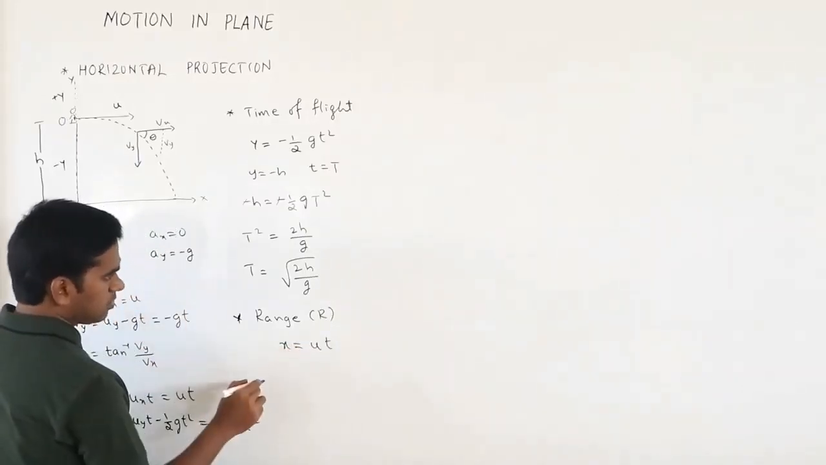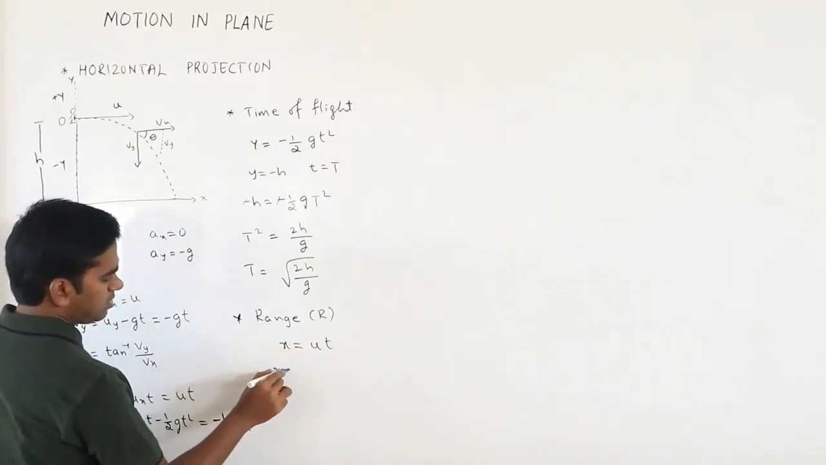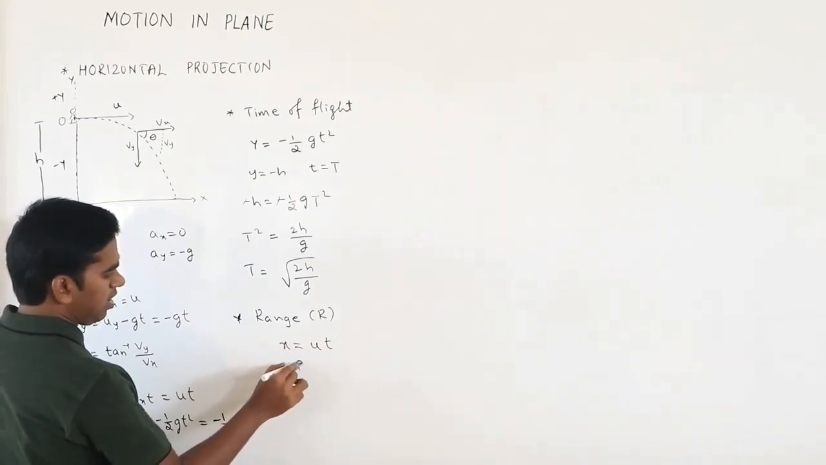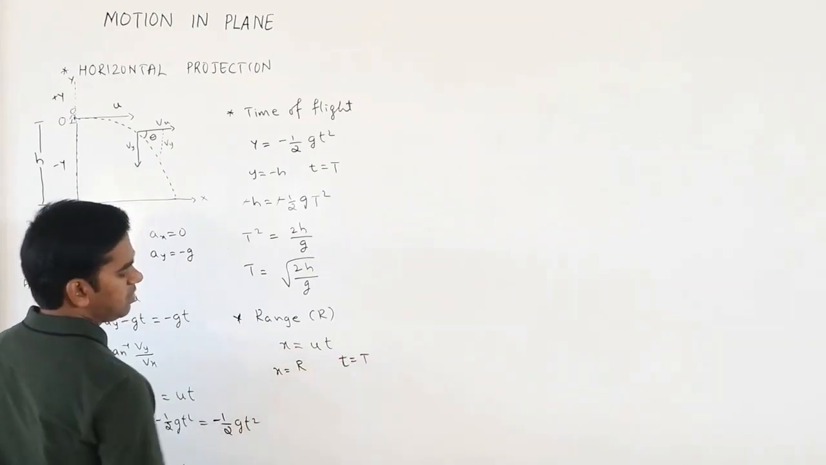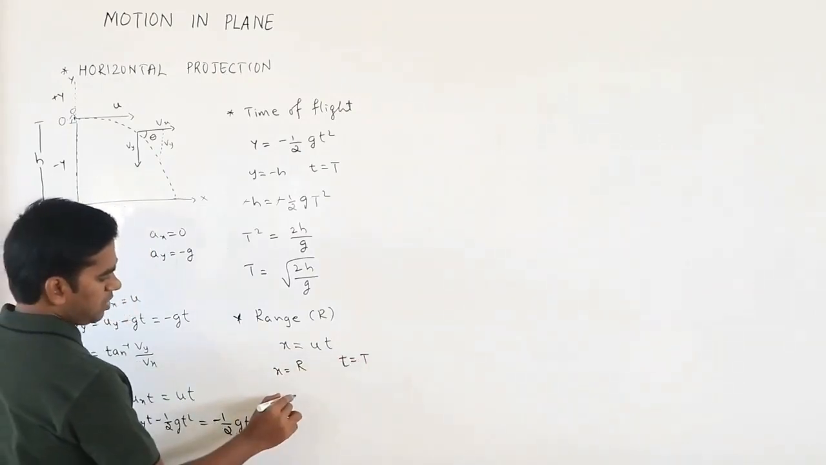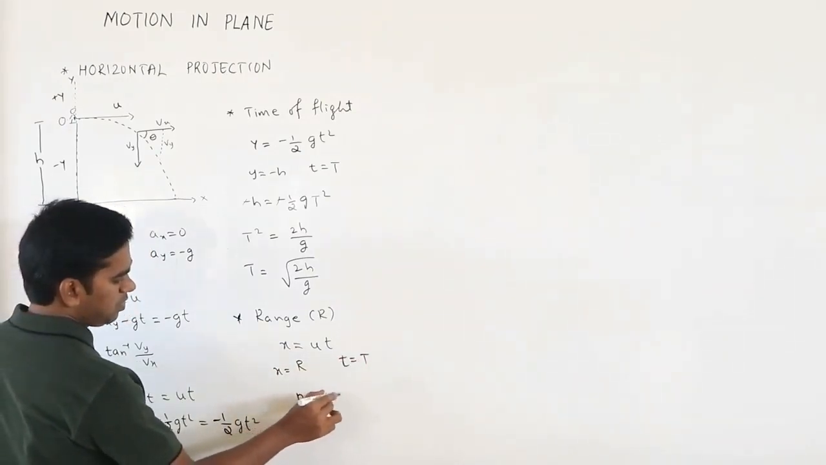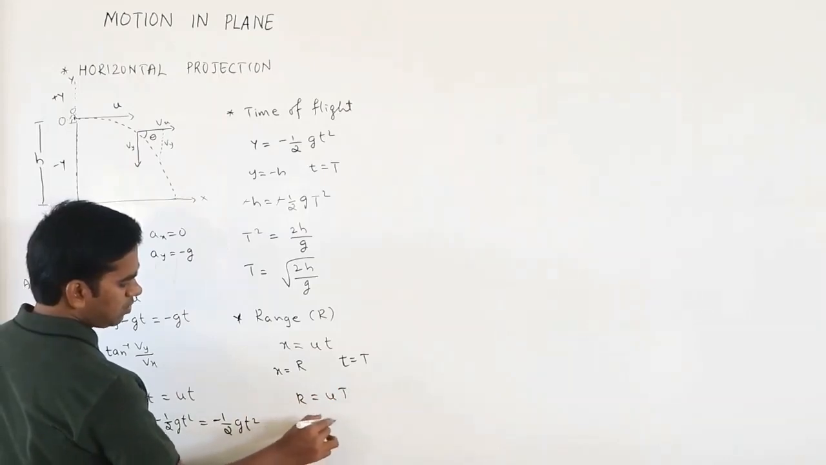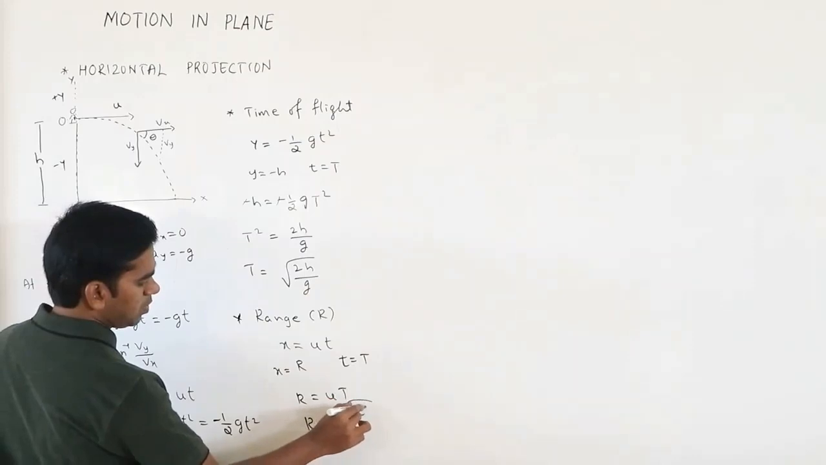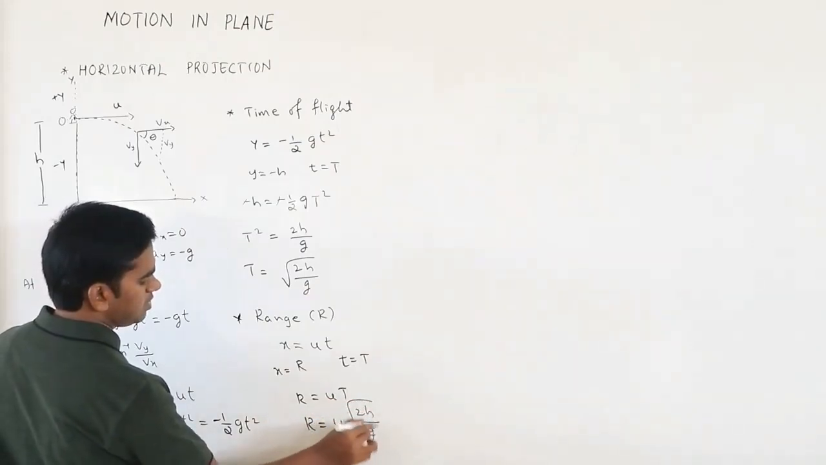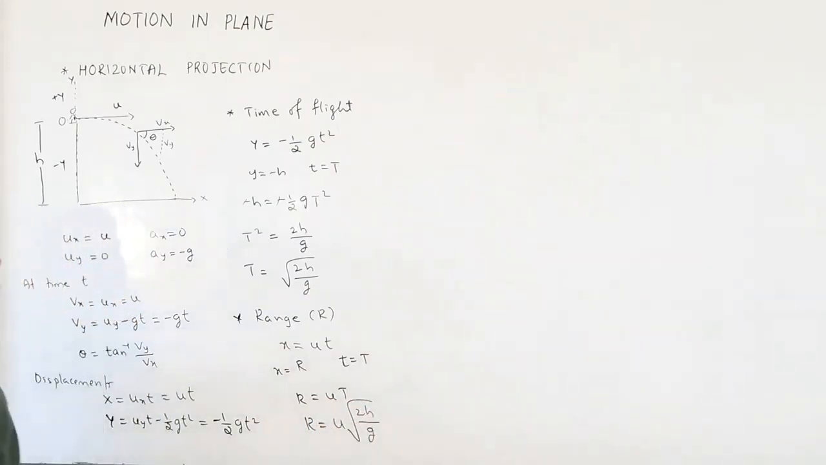So take x, which is your r. And what is t? t is the time period. So r equals u into t. And t is the square root of 2h divided by g. So this is all we have discussed about the horizontal projection.